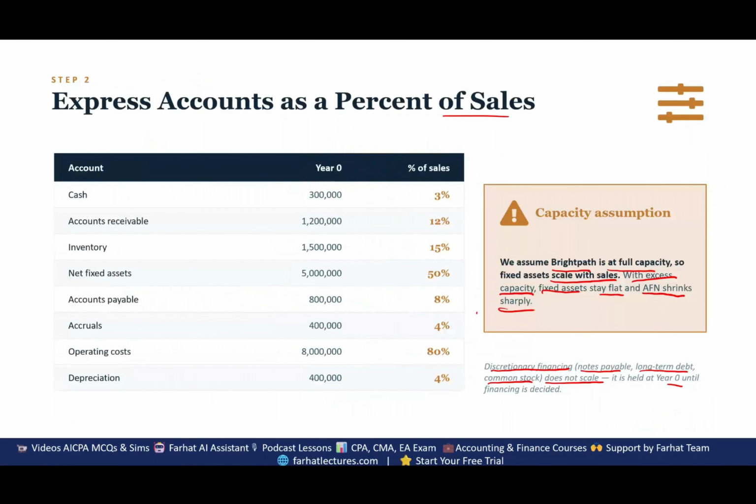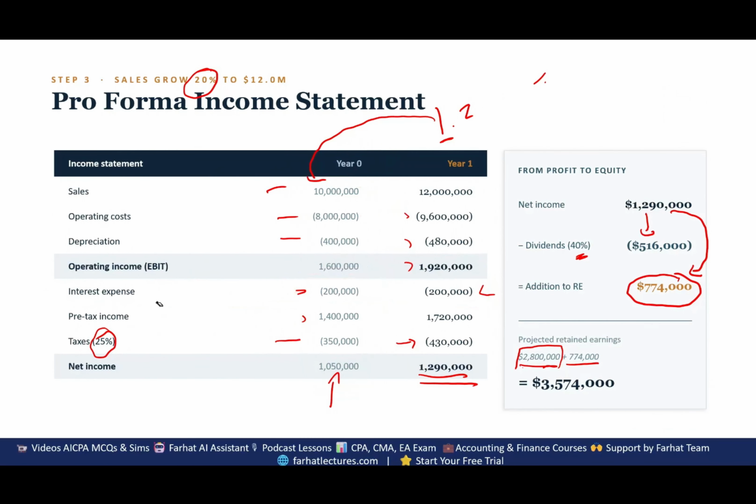Let me go back here. Remember I told you to look at this number, we're going to come back and revisit this number. If I change my interest expense, if I have more negative here, if this goes up, pre-tax income goes down. I save a little bit on taxes, and my net income will go down. If my net income goes down, retained earnings goes down. If retained earnings goes down, I need more financing.